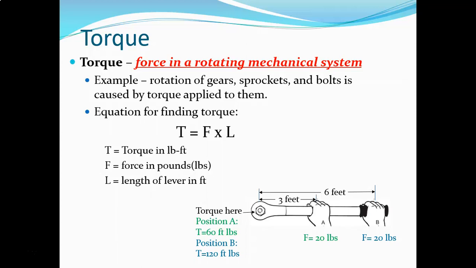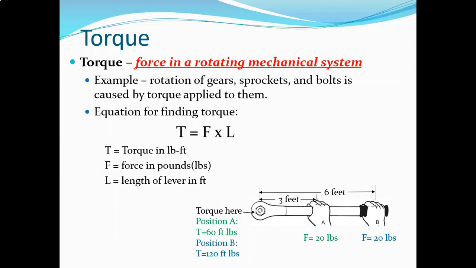And they can all be calculated or figured out through different calculations between the two. So 6 feet, if you move out to this position B, we've got 6 feet out from the torque being applied. And if we're applying 20 pounds of force, our torque now is at 120 foot-pounds. So we've doubled our amount of torque by doubling the length of our lever arm.